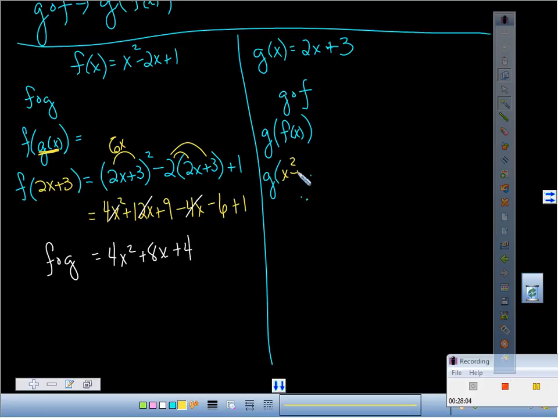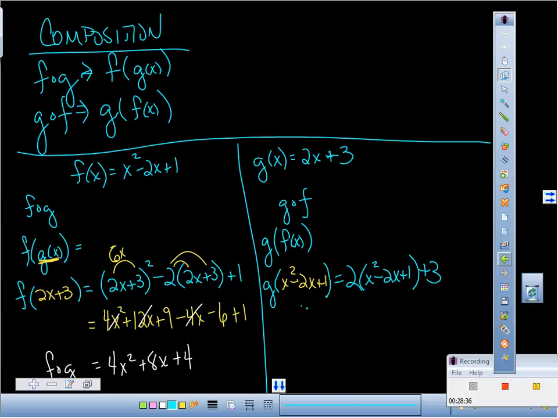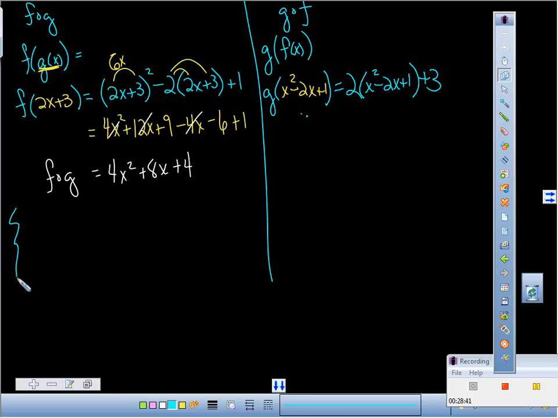This one's easier. So, do you have your directions, guys? Which function are you going to? The g function. In place of this x, I'm going to substitute x squared minus 2x plus 1. So, 2. There's an x. What am I putting in there? x squared minus 2x plus 1. And then plus 3. There's no way to factor it. We're not worried about factoring it.